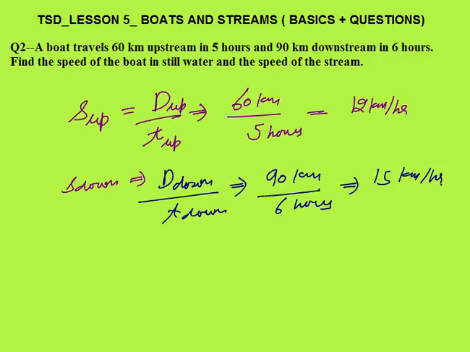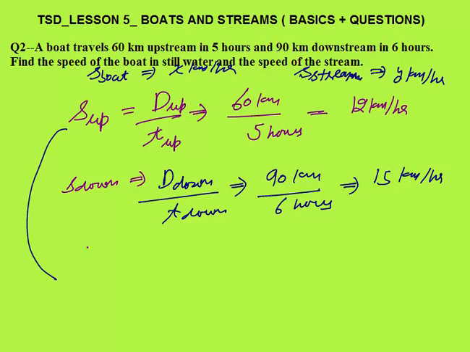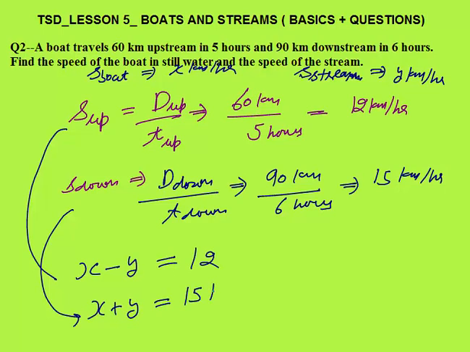We need to find the speed of boat in still water, that is x, and speed of stream. So let's say speed of boat in still water was x km per hour. Speed of stream, the rate at which water is flowing, I'm assuming this is y km per hour. So upstream speed, that would be x minus y. You are moving against the stream. This is 12. Downstream speed, x plus y. You are moving along the stream. This, we calculated, is 15 km per hour.